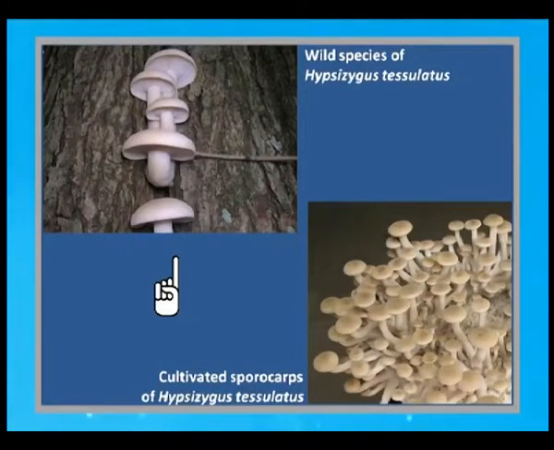Or this is typically Hypsizygus tessellatus. When it is grown in artificial substrate, the size of the sporocarp may be reduced. There may be slight pigmentation at the top, but when it is grown in natural logs, they are much bigger, and naturally it is said that the palatability has also increased.